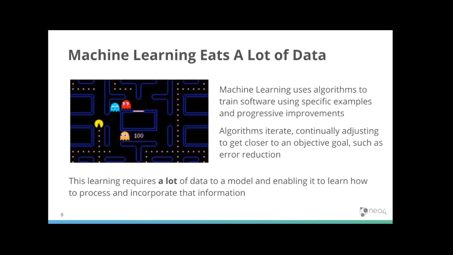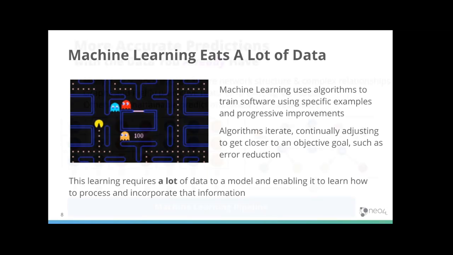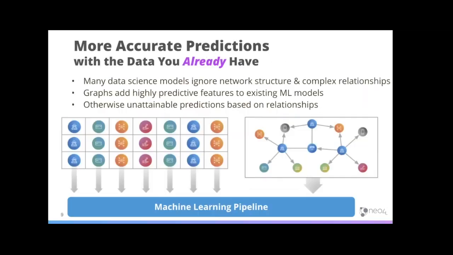So that's an interesting point, because one of the things we hear from a lot of the data scientists we work with is, "I never have enough data. If I just had a little more data, or a lot more data, I would be more accurate in my predictions." And so one of the things that graphs allow you to do is to use the machine learning pipeline you already have, use the data you already have, but add in these graph elements to what you're already doing to increase the accuracy, the precision, and the recall you have.